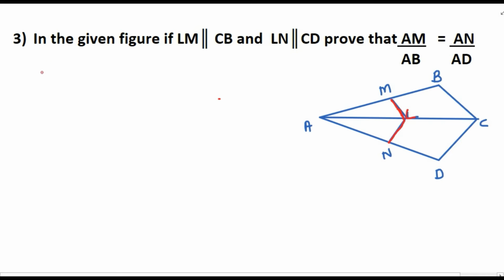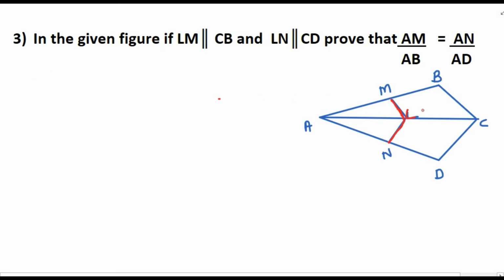In the first problem we used Thales's theorem or basic proportionality theorem. In the second one we used converse of basic proportionality theorem. So here we are going to use corollary of basic proportionality theorem. Corollary of basic proportionality theorem states that if a straight line is drawn parallel to a side of a triangle, the sides of the new triangle formed are proportional to the sides of the given triangle.